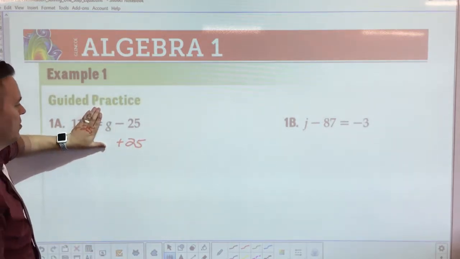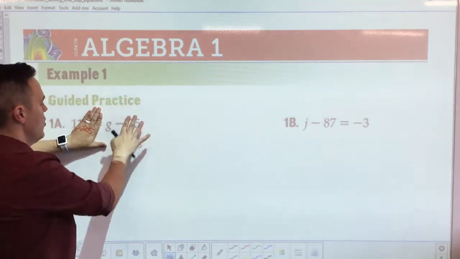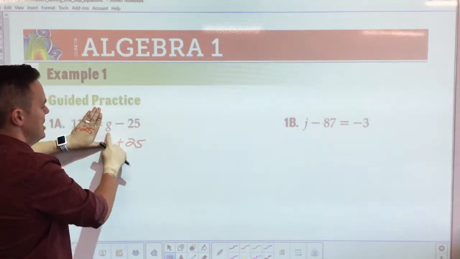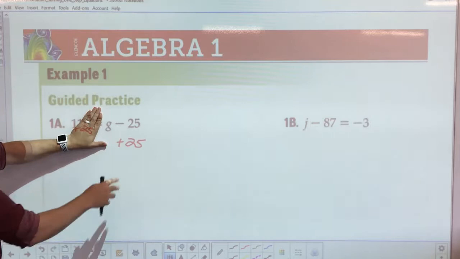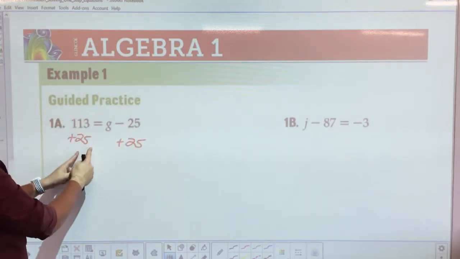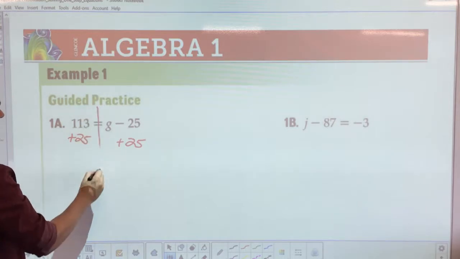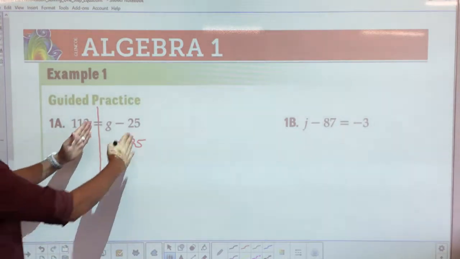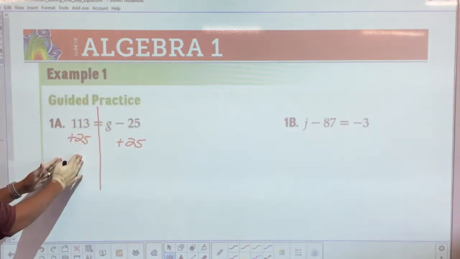Because our goal, remember, is on this side of the equation, we want to make this 0, so G stands alone. But if we do one thing to one side of the equal sign, we have to do it on the other side of the equal sign. Remember, this is kind of like the great divide. All right? If you do something over here, you got to do it over here.